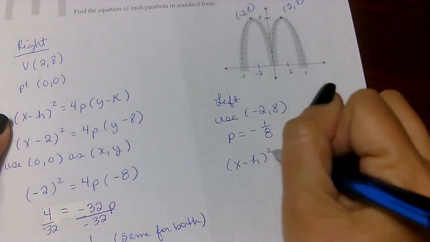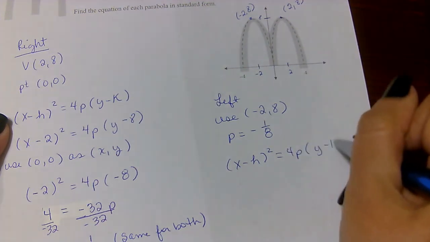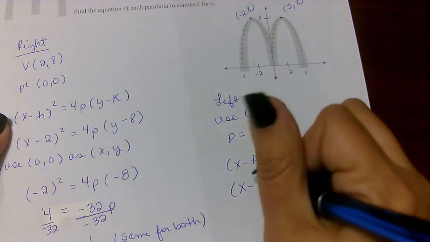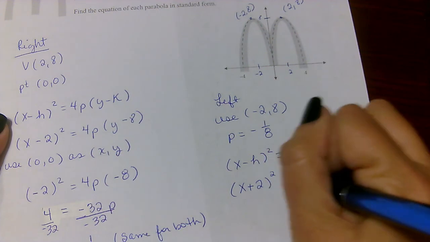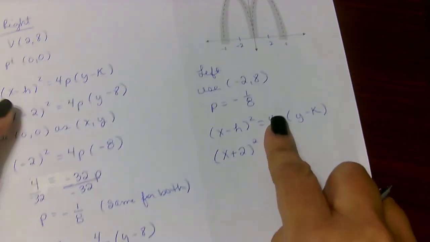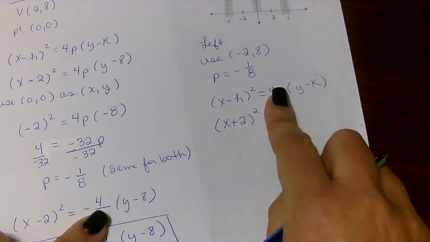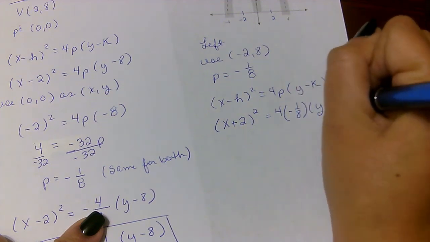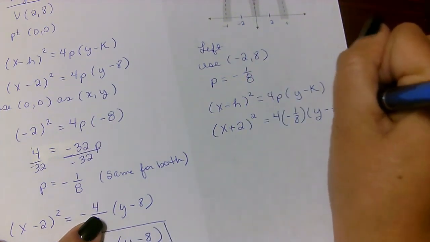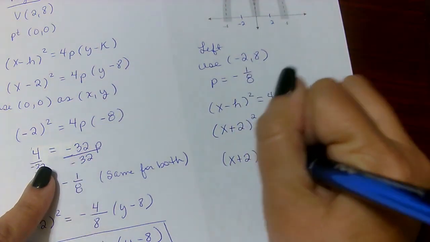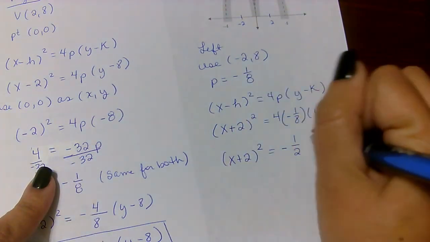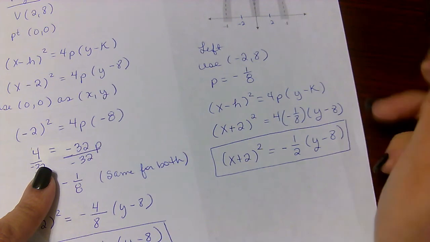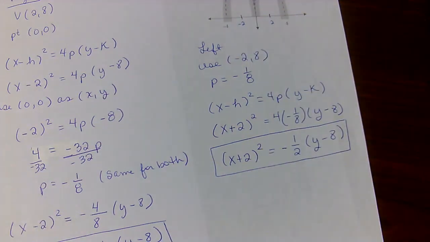(x - h)^2 = 4p(y - k). Then I'm going to have x minus -2, which makes this a +2, squared, is equal to, and then all I'm going to do here is multiply these two, which is going to still give me a -1/2. I'll show it here. And then y minus k, and k is 8. Simplify, you get (x + 2)^2 = -1/2(y - 8). And this is going to be the equation for the left parabola.